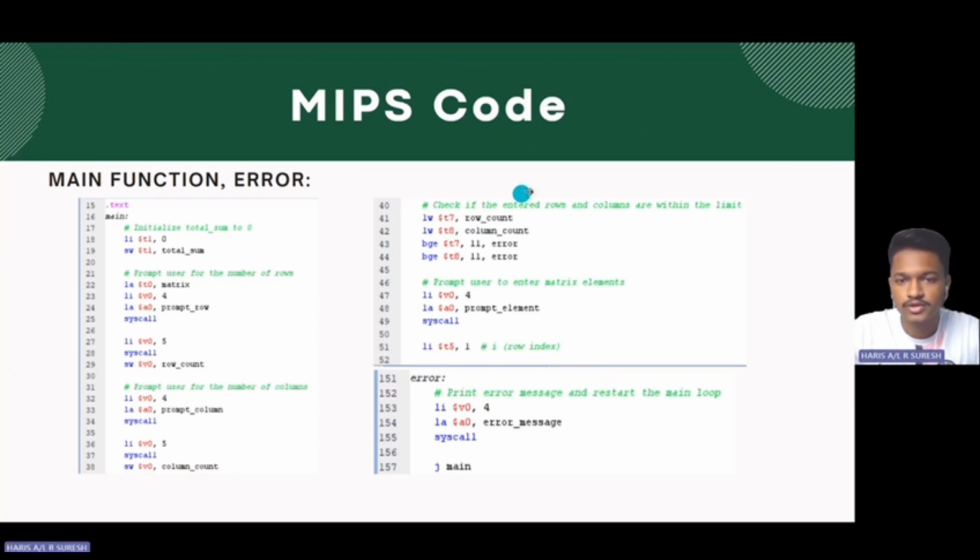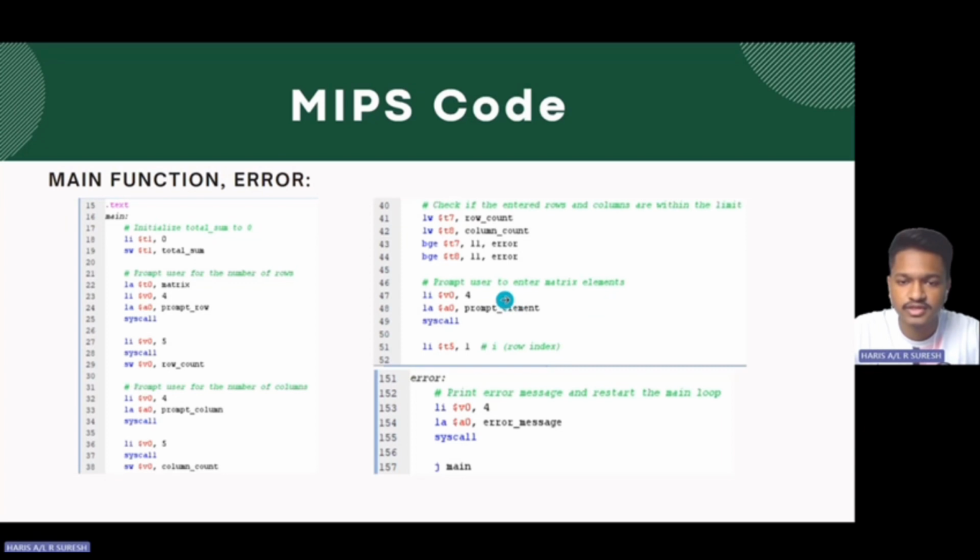And then we are going to check if the entered rows and columns are within the limit. First, we load the integer from row count into $t7, and then we do the same thing for column count. Then we check whether $t7 is bigger than 11. If it's bigger than 11, we move to error. Same thing here. And then we do the next step, which is to ask the user to enter matrix elements.